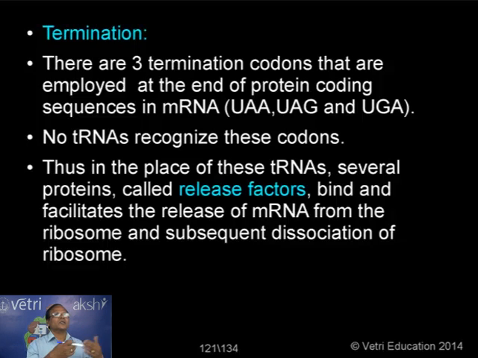So once these codons are exposed and that place is empty, because there is no tRNA coming to the P or A site, normally the A site, that space is filled with proteins called releasing factors. These factors release the mRNA from the ribosome and also cause the dissociation of the units of the ribosome, so that the process of translation comes to an end.